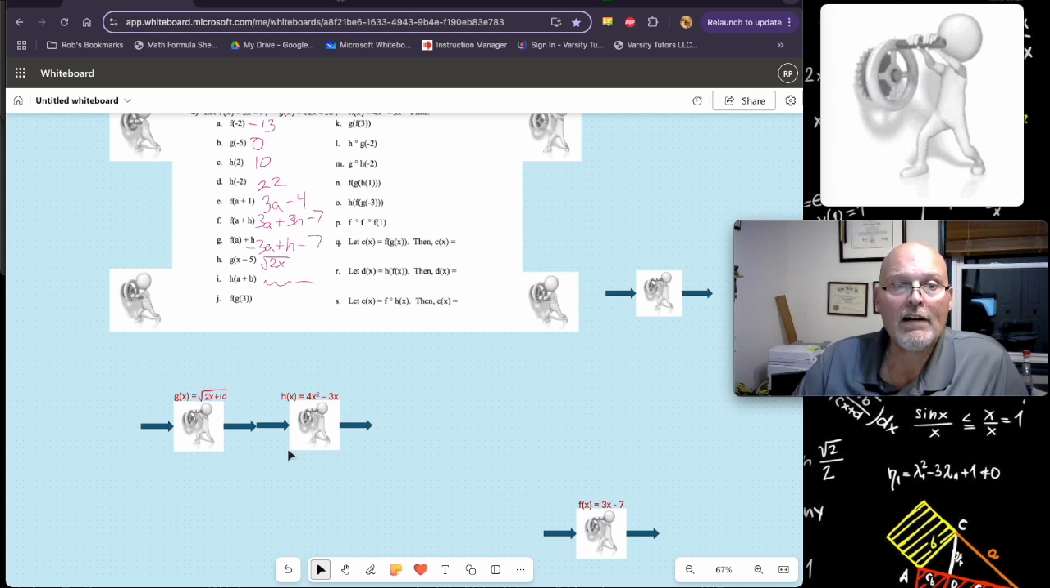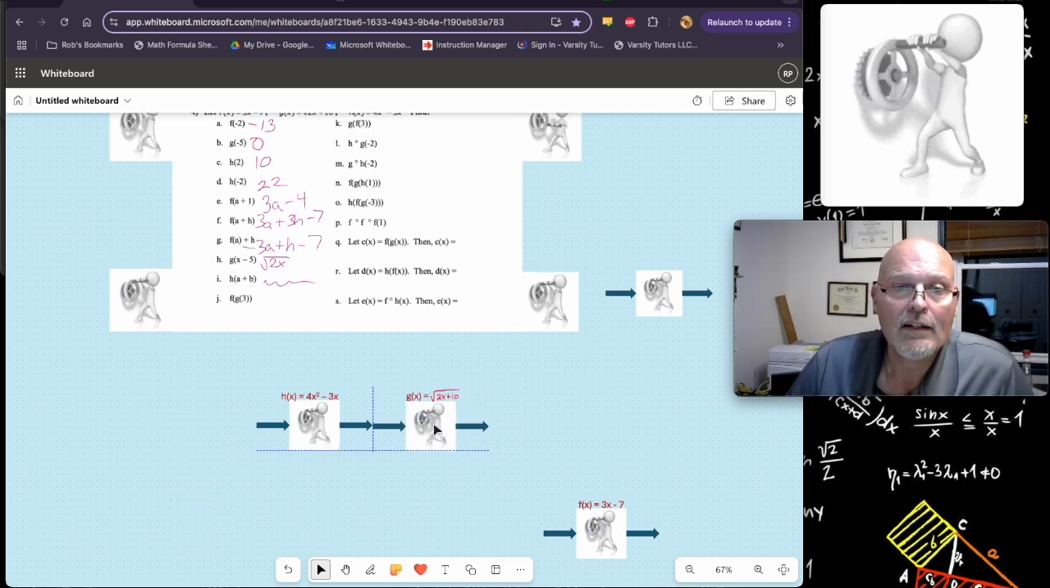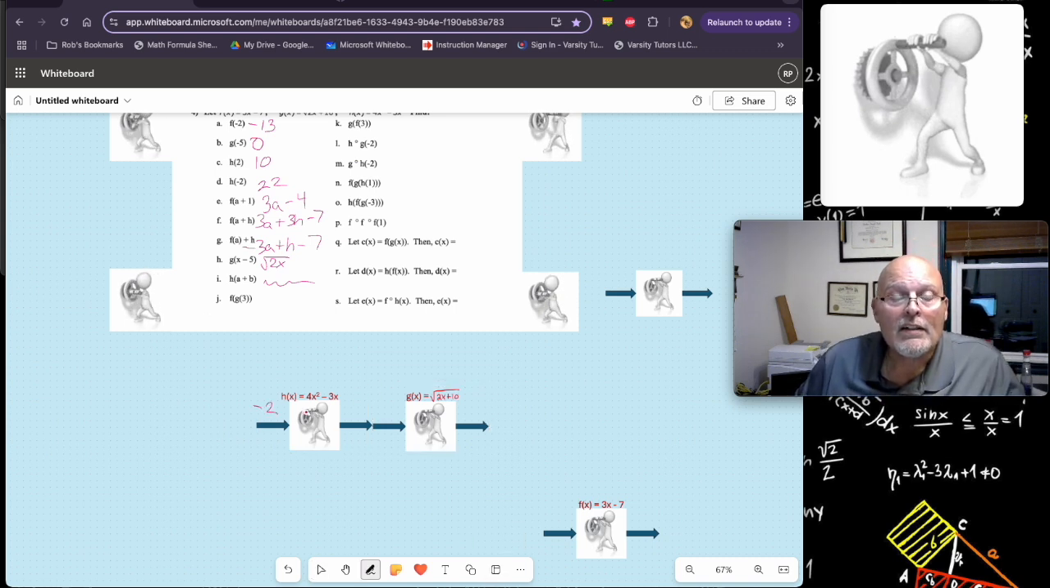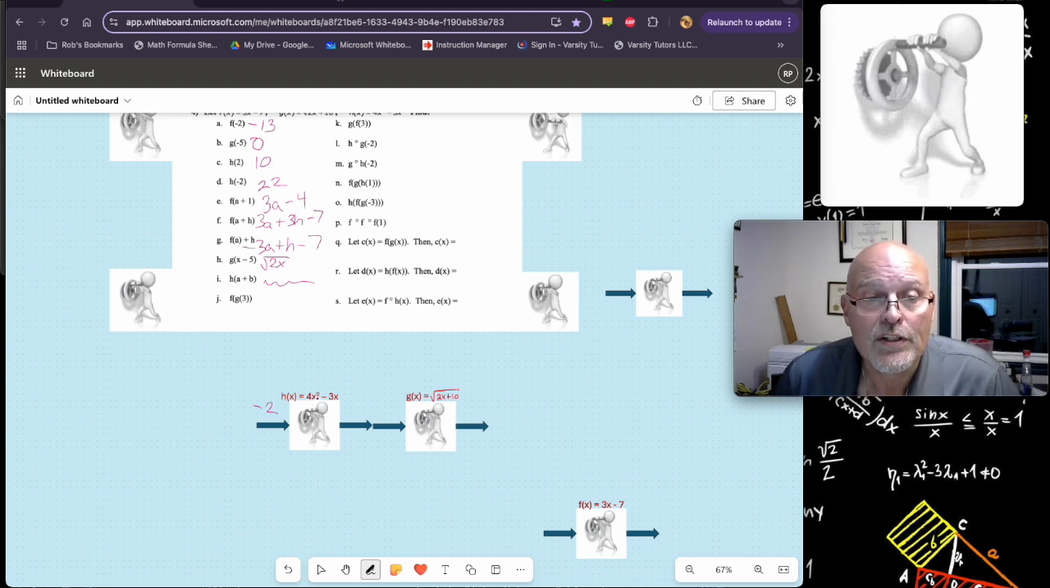Next, we're going to flip that around, and we're going to do g of h of negative 2. Look at that. So now I need to do h of 2 first. I'm sorry, h of negative 2 first. So I'm going to plug that in here. Now I'm going to get 4 times 4, which is 16, plus 6 is 22. Now I'm going to put 22 in here, and I get 44 plus 10. I get the square root of 54.